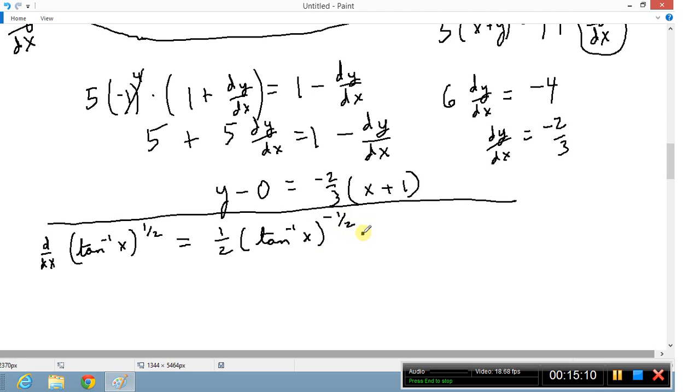But the chain rule then says you got to multiply by the derivative of what's inside. And that one you had to remember. Derivative of the inverse tangent is 1 over 1 plus x squared. And really that's about it. This is going to be 1 over the square root of the inverse tangent, and that's not going to help you at all, not going to simplify anything. This answer is perfectly fine. That's enough for problem 10.